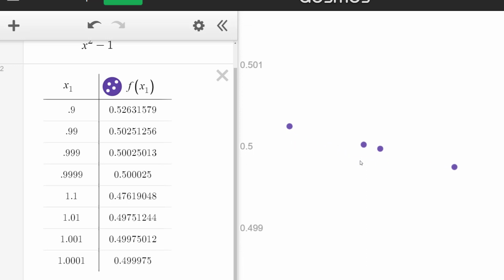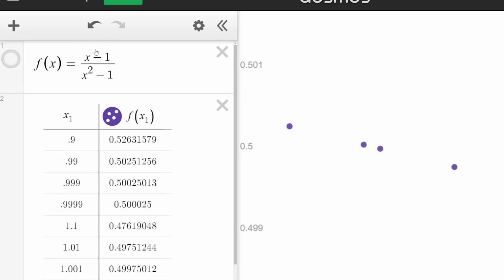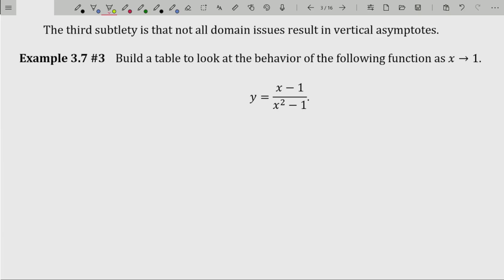So what's going on here? Why is it that we can't plug in 1 to the original function, yet we don't have a vertical asymptote? I mean, if we tried to plug 1 in, we'd have division by 0. So what's going on here? Well, simply what's going on is that somebody has some algebra to do.